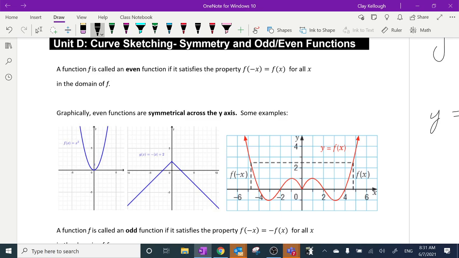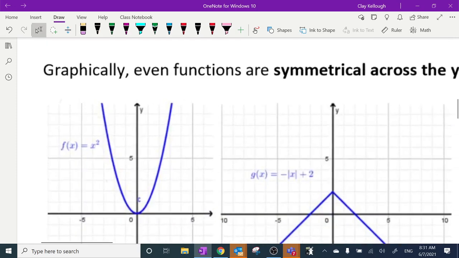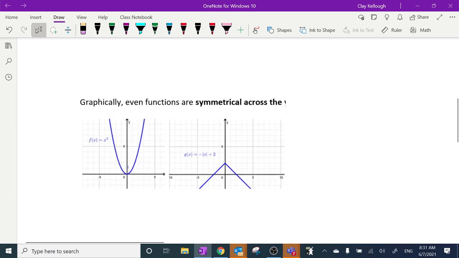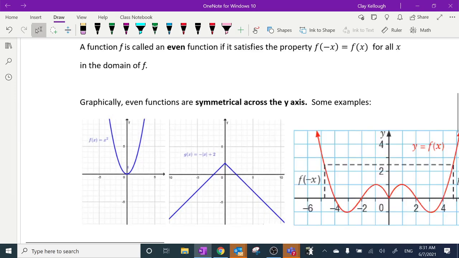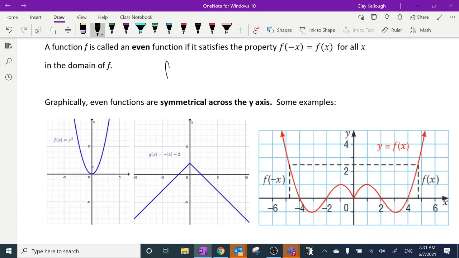Let's take a look at the two examples here. Let me make that bigger. You have y equals x squared, or f of x equals x squared. And if you take f of x equals x squared and you plug in f of negative x, notice you still get x squared. F of negative x equals f of x. The same thing is true for this one. And even though I don't know this equation, it's going to be something a little more severe than these two equations, I know that it would work that way because graphically, even functions are symmetrical across the y-axis.